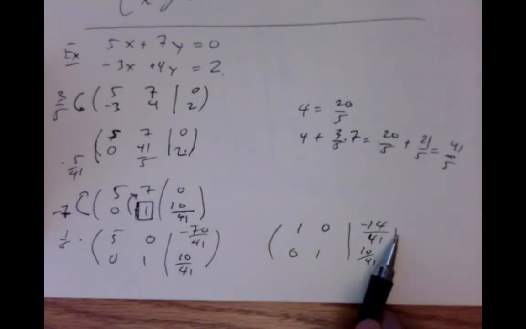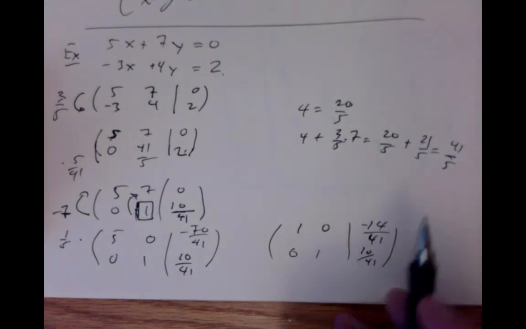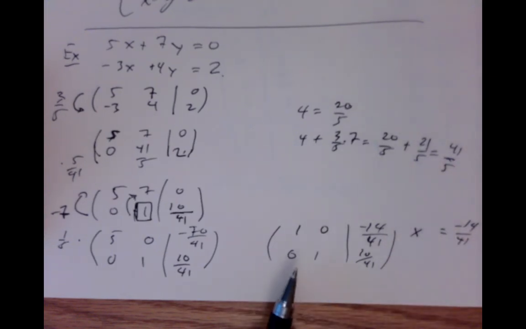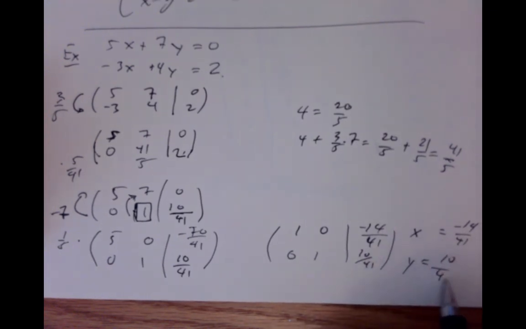And what does this do when you turn it back into equations? It says 1x plus no y's equals minus 14 over 41. No x's plus 1y equals 10 over 41. So I'm not sure I've got all the steps correctly because I could easily mess up the arithmetic. But the idea is very simple.